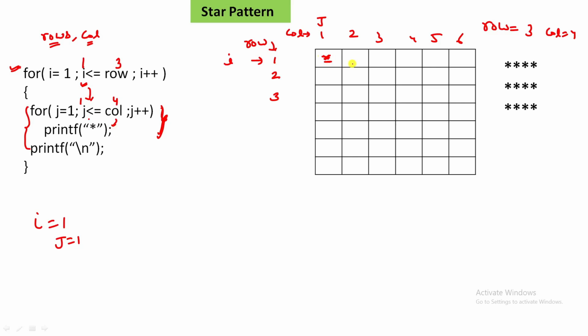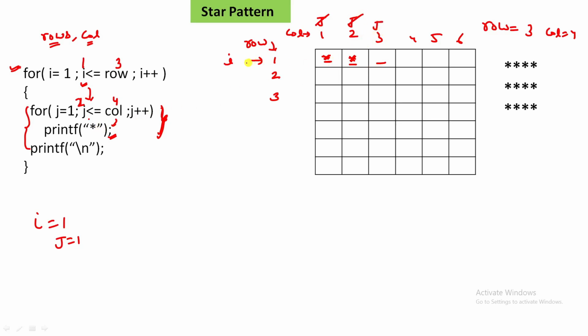Now after printing the star, the cursor will automatically go here. Then I will say j plus plus, so j is now 2. Now 2 is less than 4. Yes, column number 2 is also less than 4. So again I will execute this. I will print this star, and my cursor will go here. Then I will say j plus plus, so j will come here.